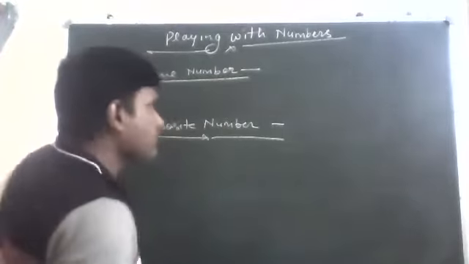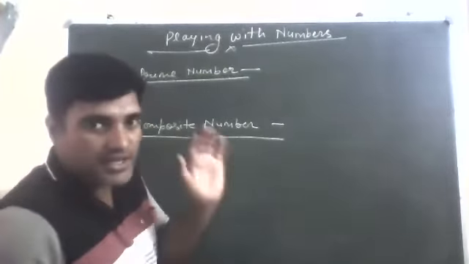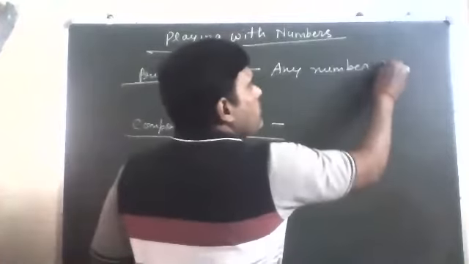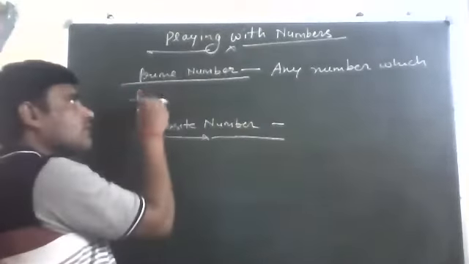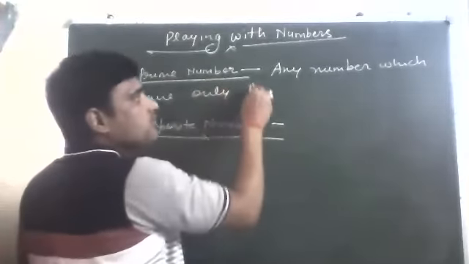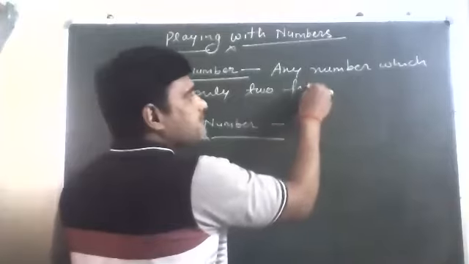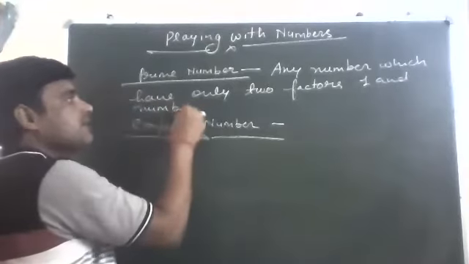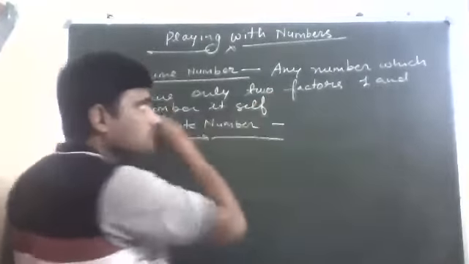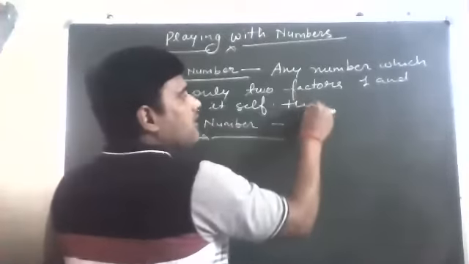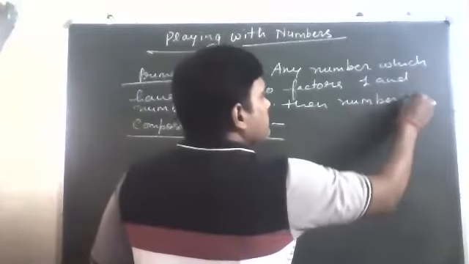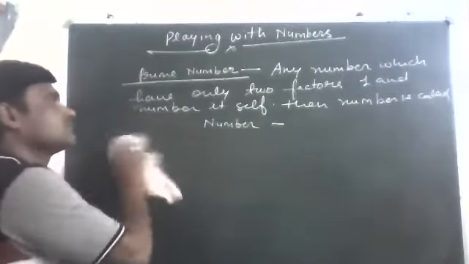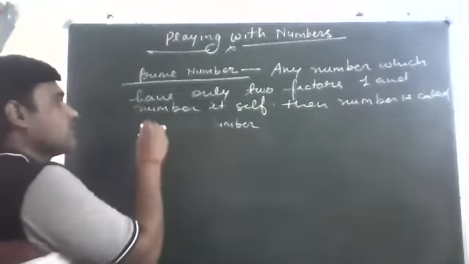Okay. Here you see that any number which has only two factors, one and the number itself, that number is called a prime number.